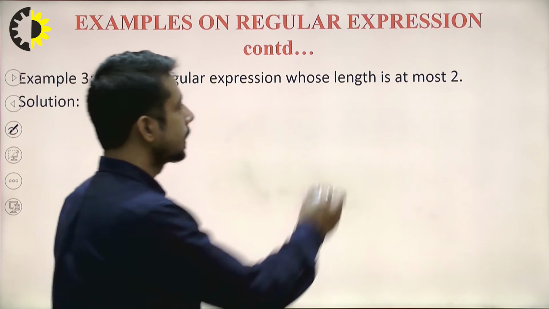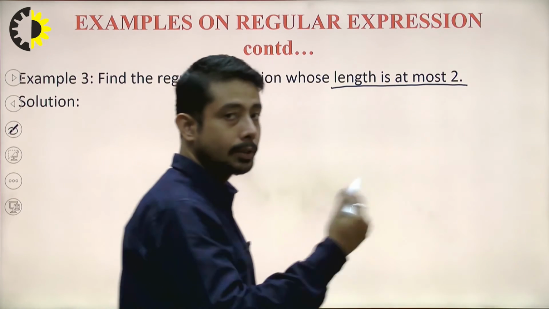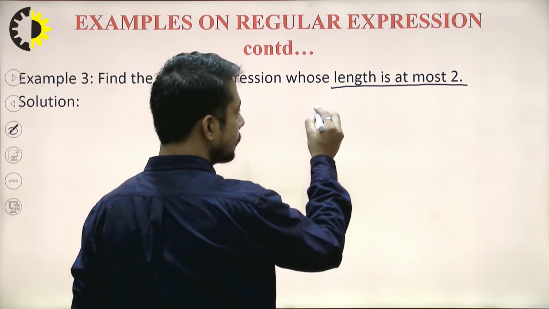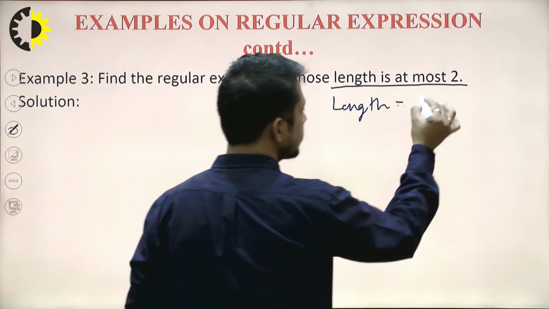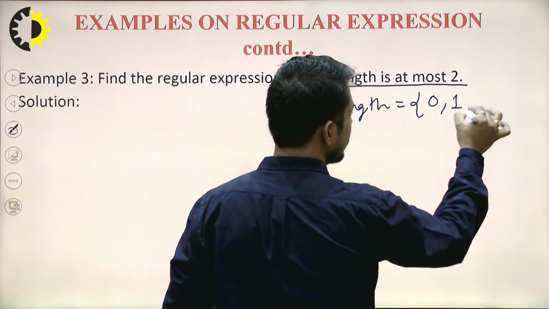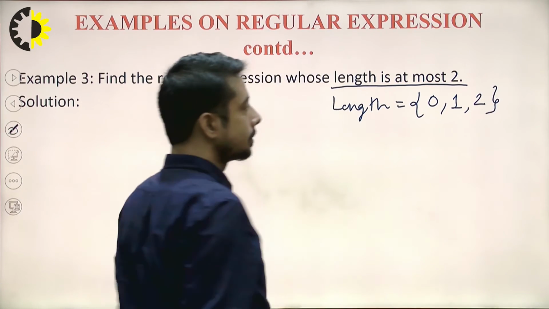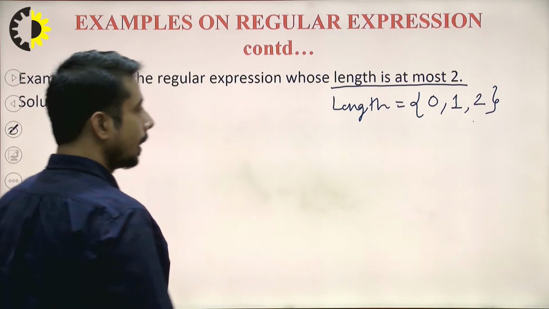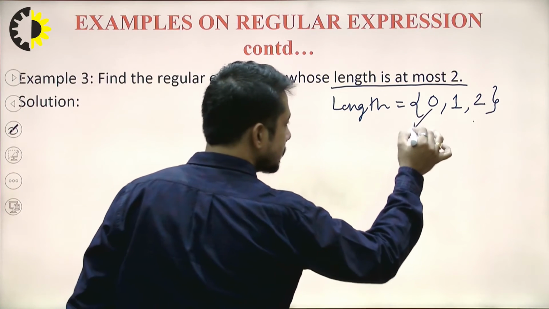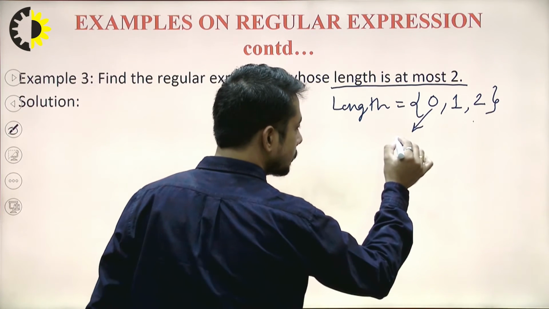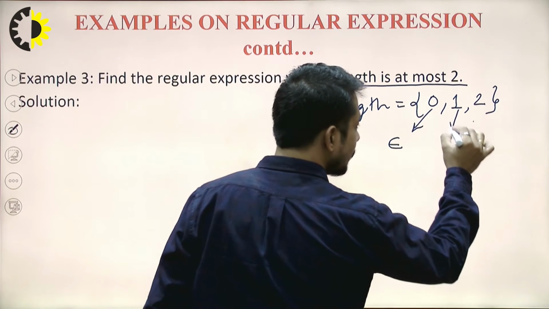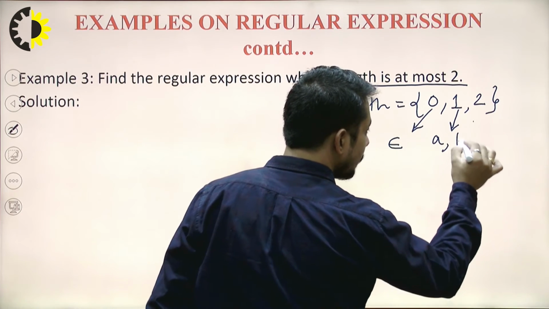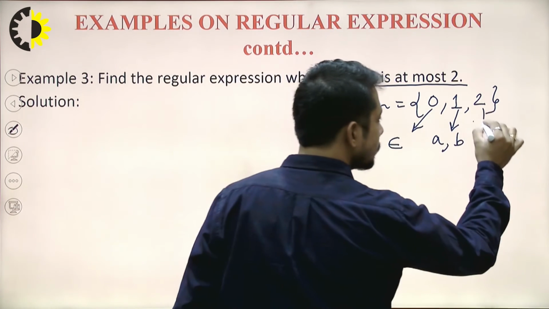The third question says that length is at most 2. At most 2 means maximum 2. So that means the length will comprise 0, 1 and 2. So it is a finite language, maximum 2. Now I know what length equal to 0 is. Length equal to 0 means epsilon, correct? Length equal to 1 means what? A and B. Length equal to 2 means what?